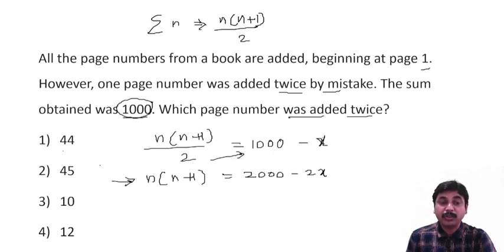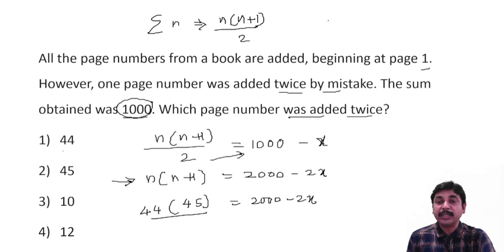Hit and try. Take the first option. If I put 44 here and 45 here, so n plus 1 is 45, that is equal to 2000 minus 2x. So what product will you get here? If you want to multiply this in a quicker way, I can split this.